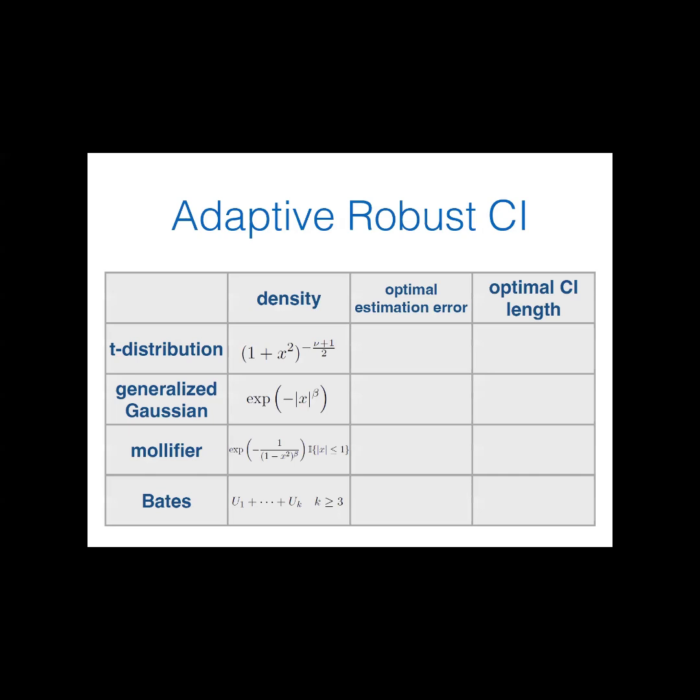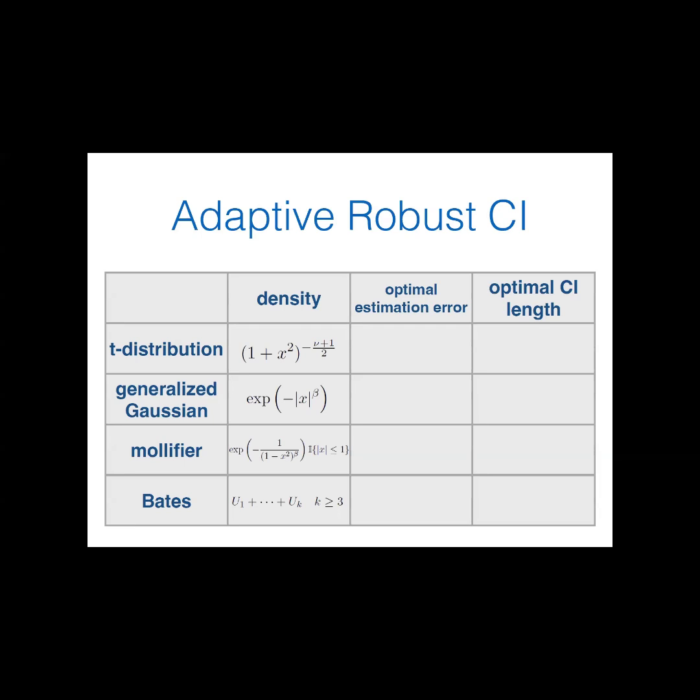And actually, we take a look at many other distributions. Here, I order them from heavy tail to very light tails. The t distribution has a polynomial tail. Here is the generalized Gaussian. It includes Gaussian and Laplace with beta equals 2 and beta equals 1. Then the modified and Bayes distributions are distributions with bounded support. For the modified distribution, one nice feature is that the density is analytically smooth even at the boundary. The Bayes distribution is defined as the convolution of independent uniforms. So k equals 1 is just a uniform. For k equals 2, the density function has a triangle shape.